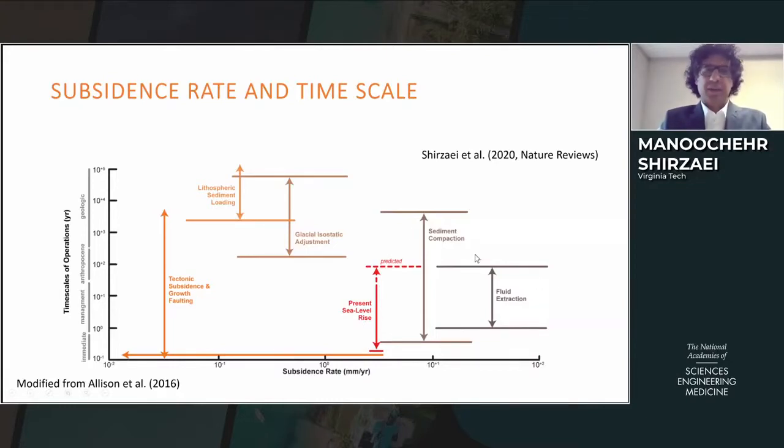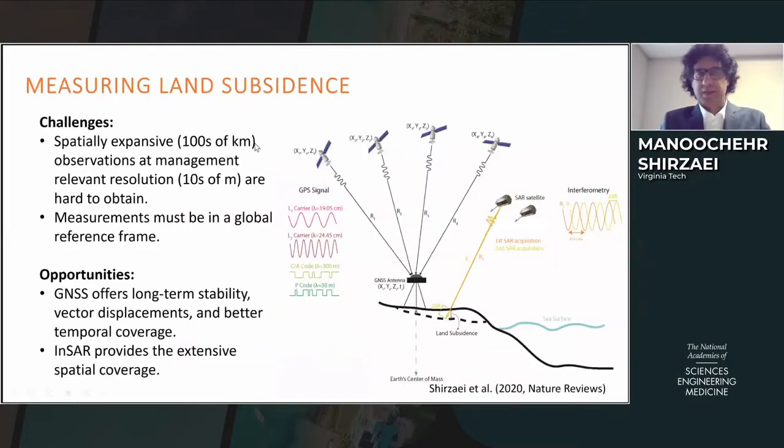So we have two major challenges when it comes to measuring coastal land subsidence. We need observations that are spatially extensive, hundreds to thousands of kilometers, you know, coast of United States, West Coast, Alaska, Gulf Coast, East Coast, and world coast. So they are very extensive, and we need data that can cover that. At the same time, we need something that has a management relevant resolution. You know, we need observations that are relevant to the size of a building or street, tens of meters.